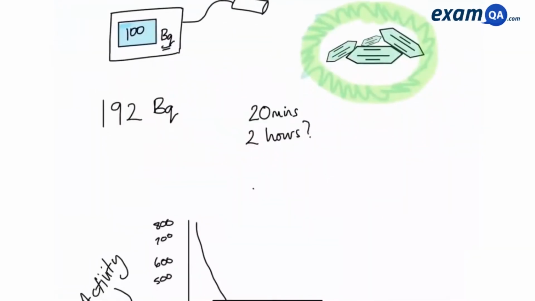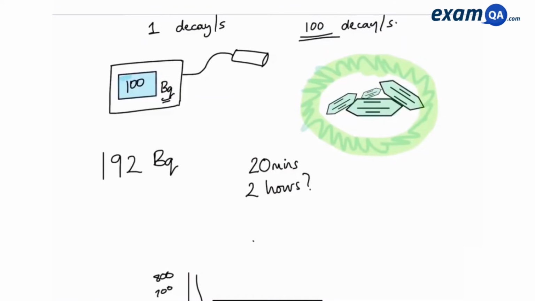For example, here they'll say to you, look, a particle or a substance has 192 becquerels initially. The half-life is 20 minutes. So that means every 20 minutes, that number is halving. How much would you have after 2 hours? Now, to answer this question, we're going to use the following formula. Number of becquerels at the start divided by 2 to the power of h is equal to number of becquerels at the end. So at the start, how many do we have?